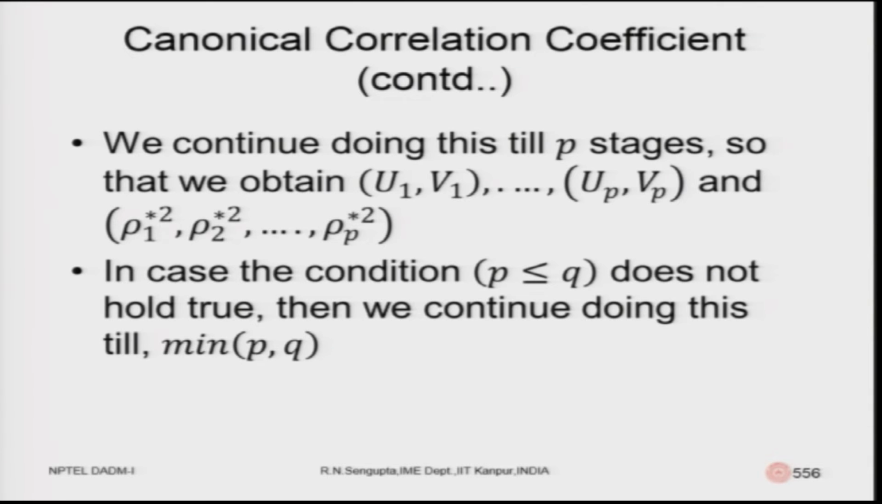So, we obtain u1 v1 as a pair, u2 v2 as a pair, and continue till up vp, and the correlation coefficients are given. The maximum for each stage would be given by rho 1 square star, rho 2 square star, till rho p square star. That means rho 1, rho 2, rho 3 till rho p are the maximum values of the correlations corresponding to the uncorrelated values of the preceding set of relationships which you have.